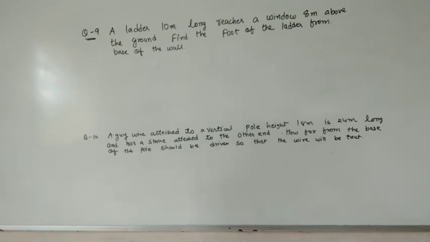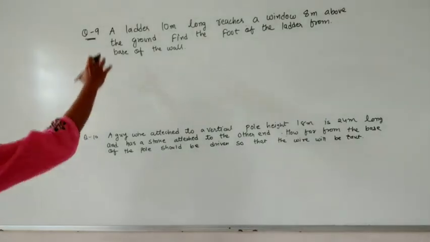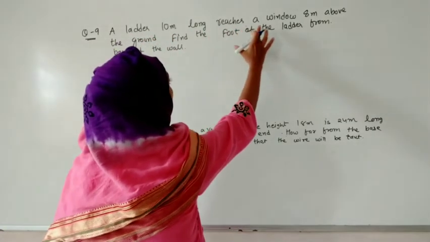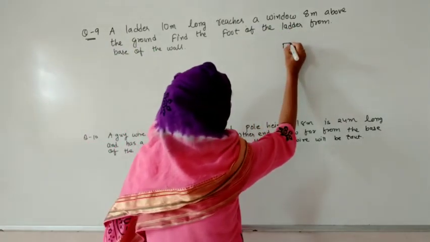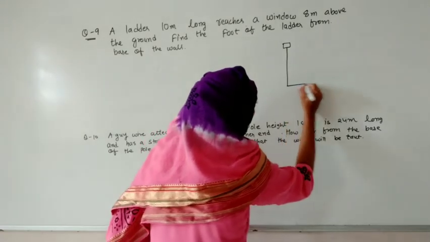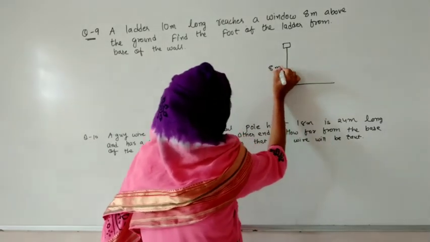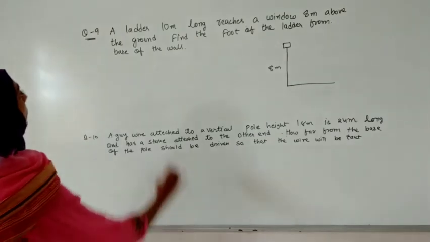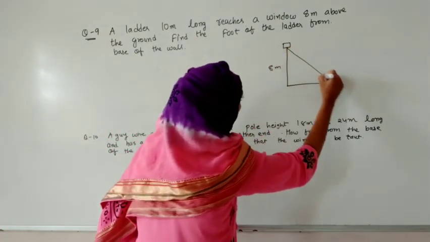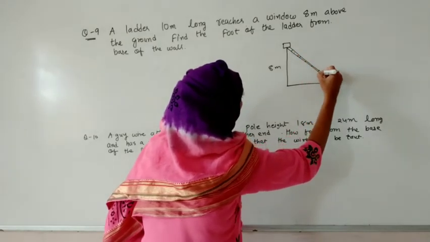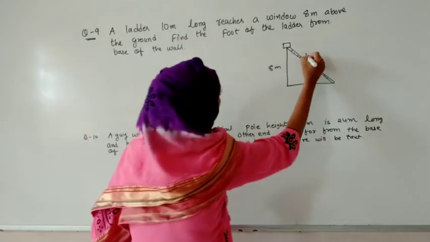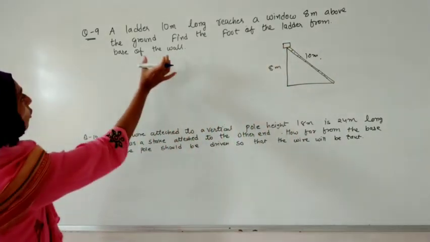But it is not in the form of OA, AB, BC, but they have given the measurements. Let me read it: a ladder of 10 meter long reaches a window 8 meter above the ground. So suppose this is a window and this is the ground, and 8 meter above is the window. If we are attaching one ladder over here, suppose this one is the ladder, and that ladder is 10 meter long, and what we have to find?